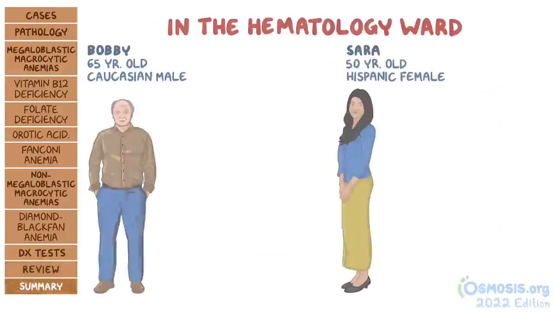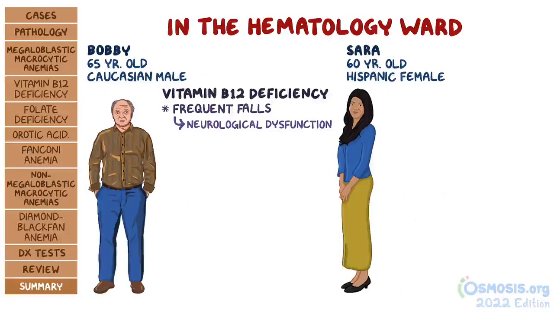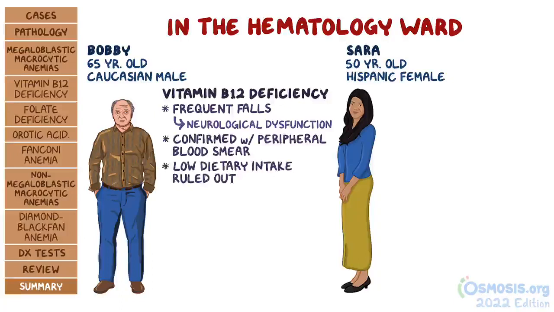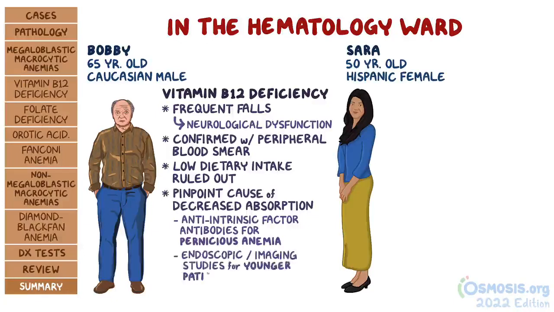Now back to the patients. Due to his age and frequent falls, indicating neurological dysfunction, Bobby most likely has vitamin B12 deficiency, which can be confirmed with a peripheral blood smear. First, low dietary intake should be ruled out. Then, to pinpoint the cause of decreased absorption, one can look for anti-intrinsic factor antibodies for pernicious anemia, or carry out endoscopic or imaging studies in younger patients that might have Crohn's disease.